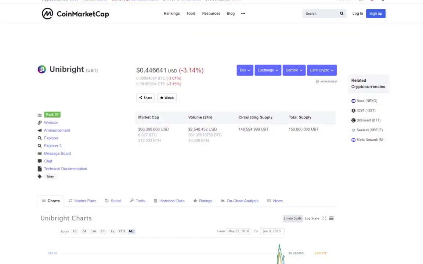Looking at CoinMarketCap here, we can see some of the stats of Unibright, which is UBT. Current price is knocking around 44 cents. Currently ranked 87 out of all cryptocurrencies, with a total supply of 150 million UBT.